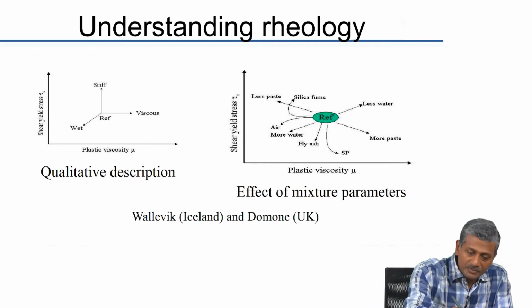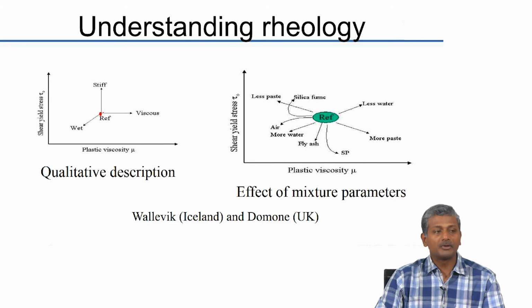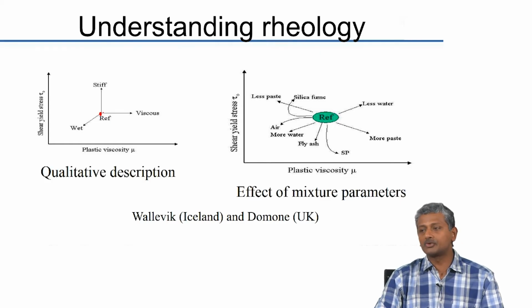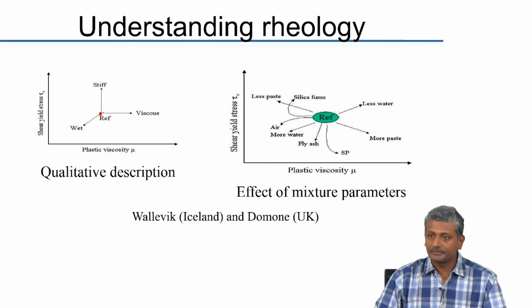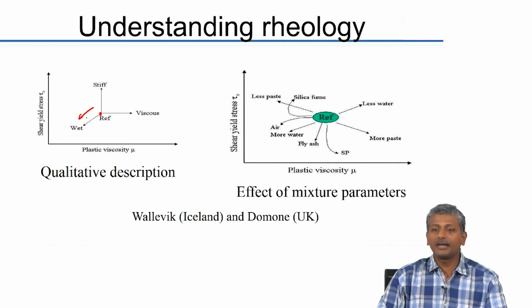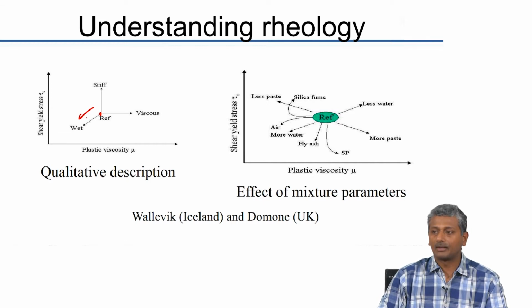So, if this is your reference mix for which you are able to determine through rheological experiments the shear yield stress and plastic viscosity, compared to the reference mix, if you say that you are making a wetter mix than that, you are essentially moving down in this direction, implying you are reducing both the shear yield stress and the plastic viscosity. Why do I say that?